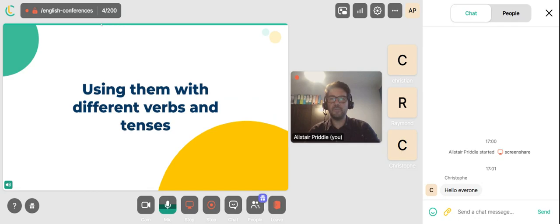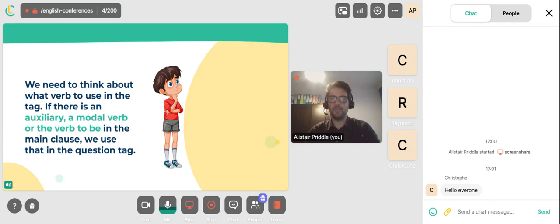Using them with different verbs and tenses. Okay. This is where it can get complicated, because we need to think about what verb to use in a tag in English. If there is an auxiliary verb, a modal verb, or the verb to be in the main clause, we use that verb in the question tag.